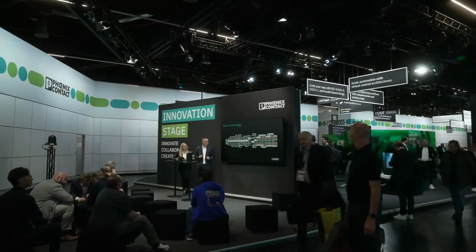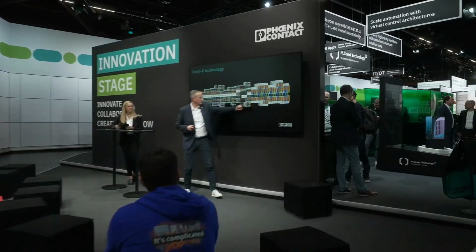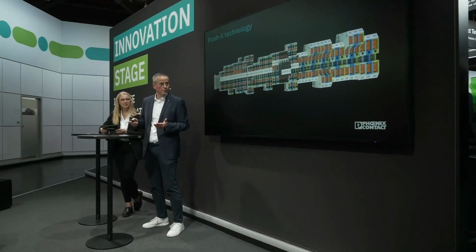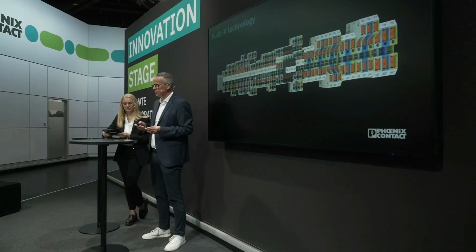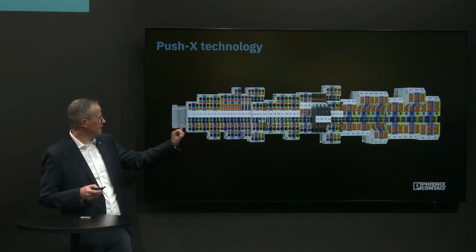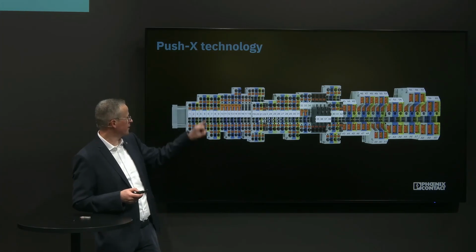So we have push-X termination technology already since a couple of years, so 5 to 6 years. We were starting at that time with the cross sections you can see on the right side here, with 6, 10, and 16 square millimeter. So that's where we were starting. Now we have XT 2.5 and with all the versions you can see here.